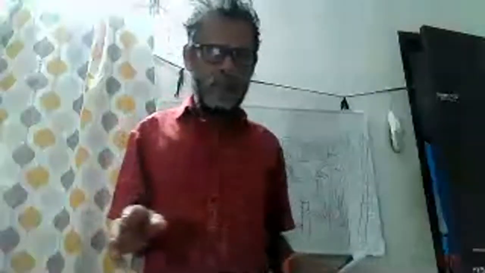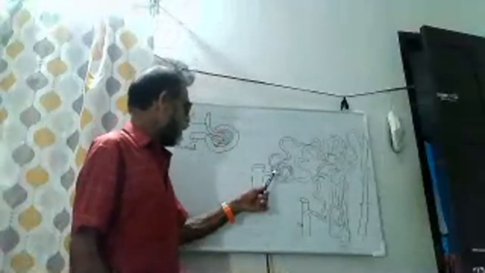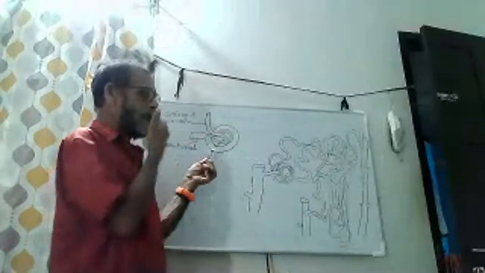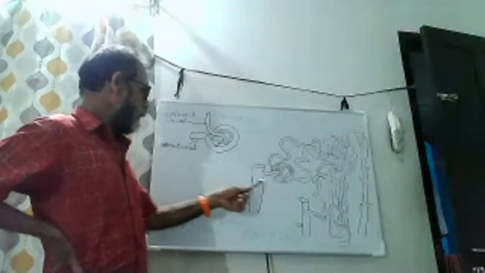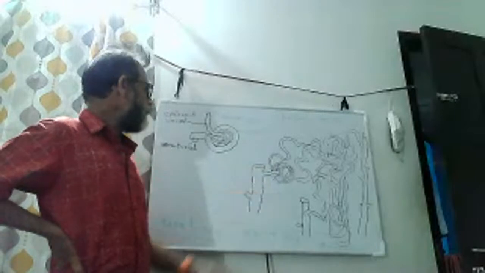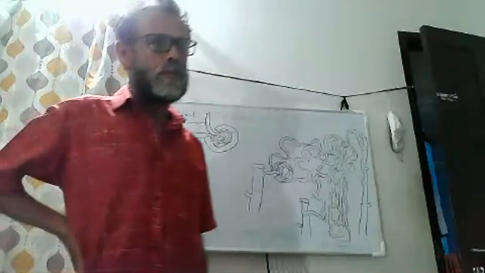be trickled down there. And here, this Bowman's capsule we are studying now. It is in the Bowman's capsule that ultrafiltration takes place. This capsule is shown enlarged here. This is called a Bowman's capsule, and this whole thing is called a Malpighian capsule.